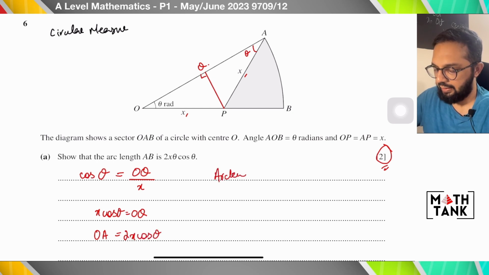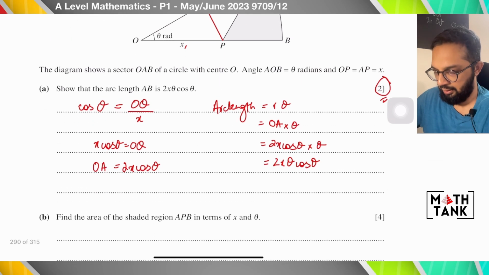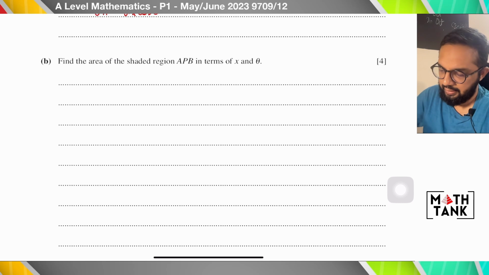The arc length is r theta. So r is basically OA and theta is theta. So 2x cos theta theta. So 2x theta cos theta. What's the 2 marks? Then part 2 says area of shaded region.